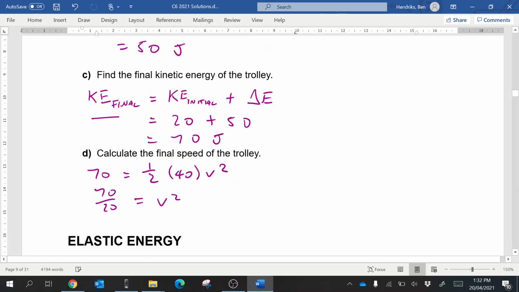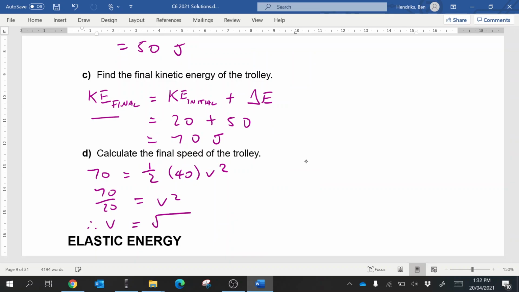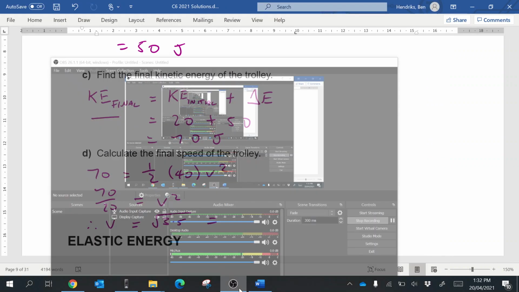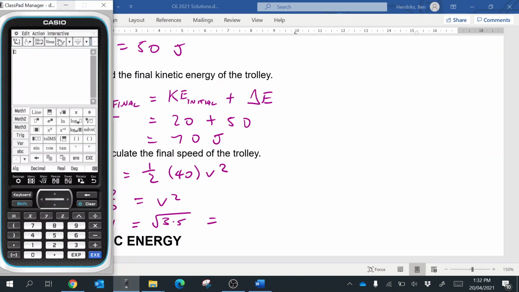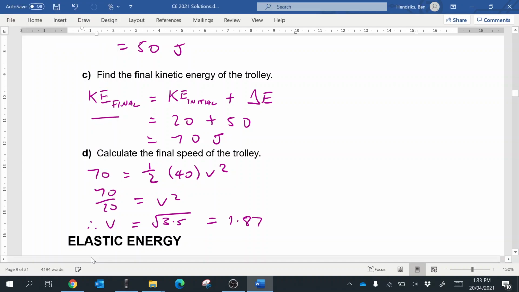Therefore v is equal to the square root of 70 divided by 20. 70 divided by 20 is 3.5, same as 7 divided by 2. Whoopsie daisy. I want to get my calculator up, not the OBS. So we've got the square root of 3.5 is equal to 1.87 meters per second. And because it's just a speed, we don't have to worry about direction, so that answer is fine. As you can see by that heading there, elastic energy is next.